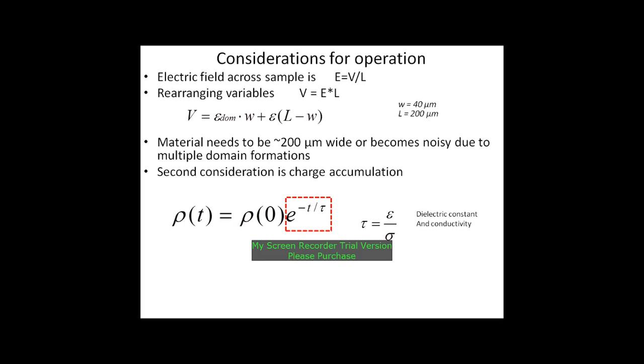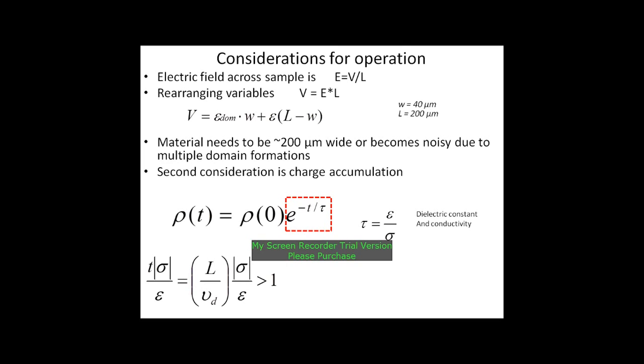And so if we look at this, the only way that the charge accumulation as a function of time will increase is if the quantity e to the minus t over tau is greater than 1. And that only happens when that expression is greater than 1. So if we look at the bottom left of the screen, we have t times the conductivity divided by the dielectric constant.